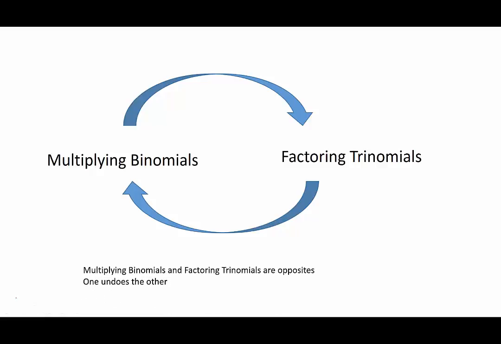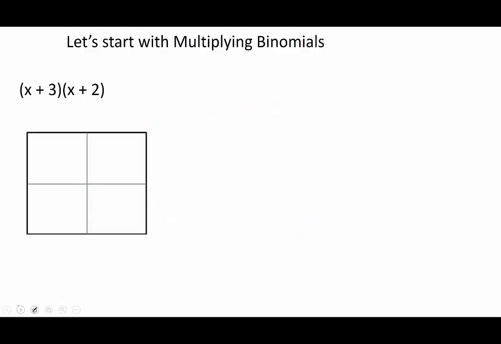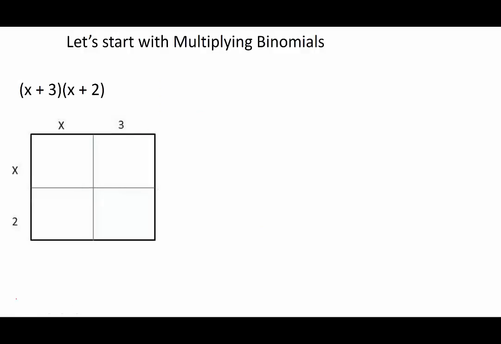Multiplying binomials and factoring trinomials. Multiplying binomials and factoring trinomials are opposites. One undoes the other. Let's start with multiplying binomials. X plus 3 times x plus 2. In order to multiply them, we could use distributive, or we could put these two things into a box.